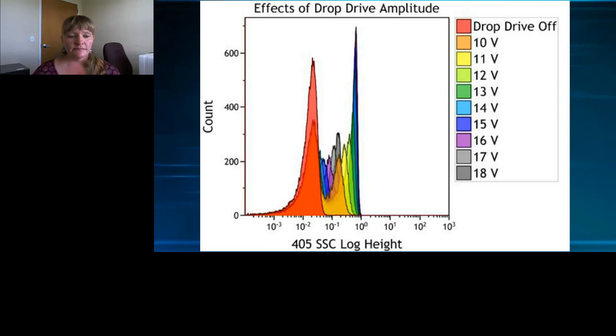So for example, we have the red population located here. That is without any drop drive on. This would be if we were just analyzing our extracellular vesicles. However, you can see as you increase the drop drive, you also increase the noise. As the drop drive increases, you have an increase in the population, and you may actually get two populations instead of one. The drop drive is required to isolate EVs, but understanding how the components may affect EV isolation is key.